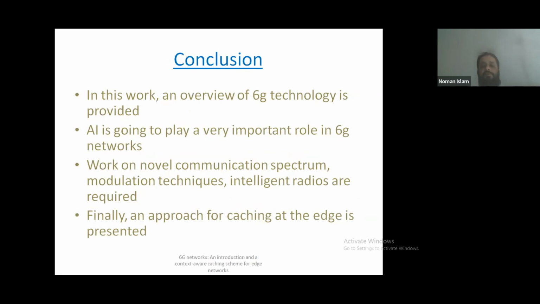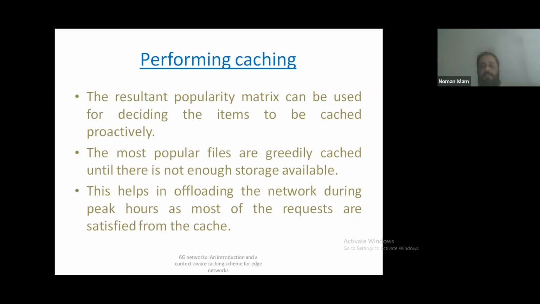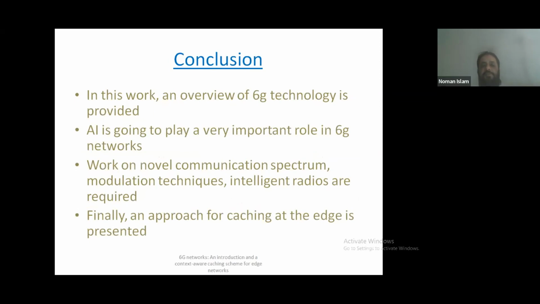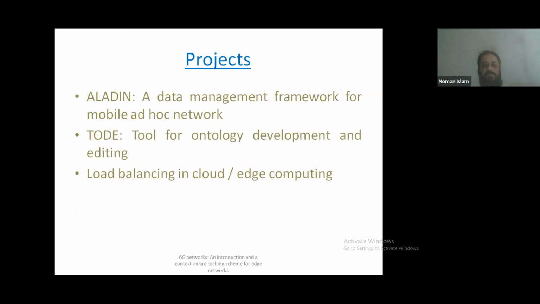So concluding my presentation, this was an idea that we presented, and we are working on it to get the experimental results. In this presentation, we have talked about 6G network. AI is going to play a very important role in 6G network, and 6G networks are based on a number of enabling technologies such as blockchain, artificial intelligence, mobile edge computing, and the use of the novel communication spectrum, novel modulation techniques, intelligent radio. Finally, in this presentation, a context-aware caching scheme has been presented.